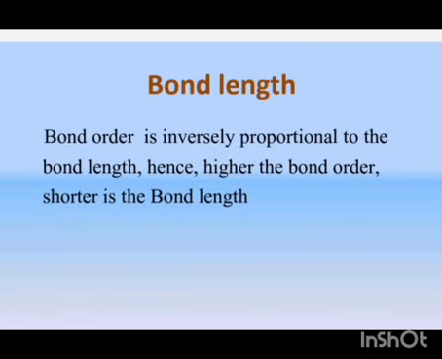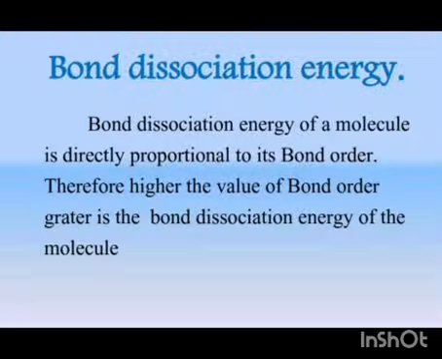Next point, bond length. Bond order is inversely proportional to the bond length. Hence, the higher the bond order, the shorter the bond length. Next, I will move to the bond dissociation energy. Bond dissociation energy of a molecule is directly proportional to its bond order. Therefore, the higher the value of bond order, the greater the bond dissociation energy of the molecule.